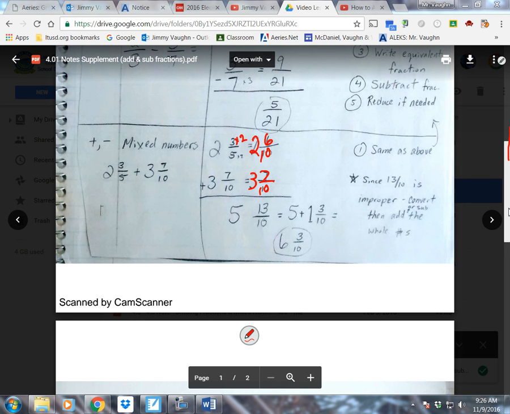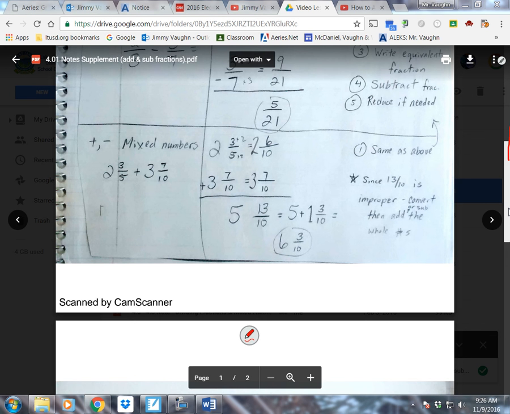Do the fraction and the whole number separately. So I'm adding the fractions. 6 plus 7 equals 13. The denominator stays the same, right? 2 plus 3 equals 5. And now I have 5 and 13/10, which is a fine answer, but it's not in simplest form. 13/10 is improper, so you have to get that into a mixed number. And so let's do that.